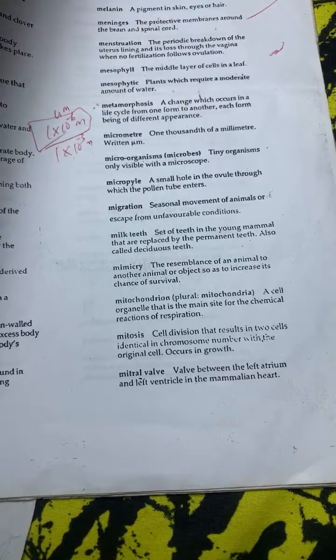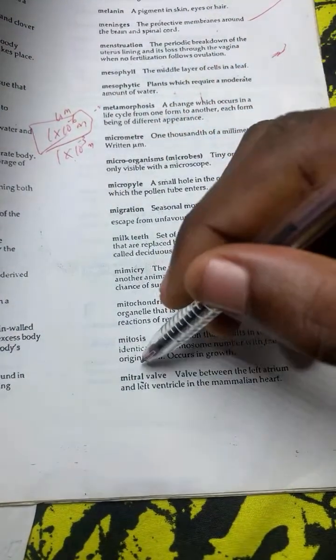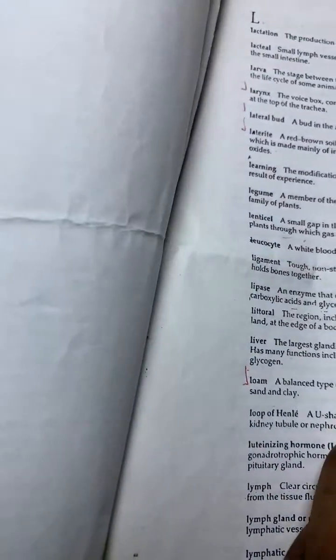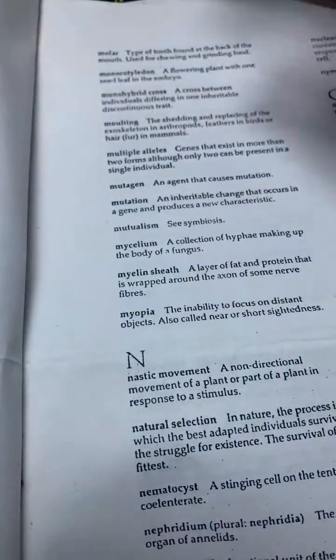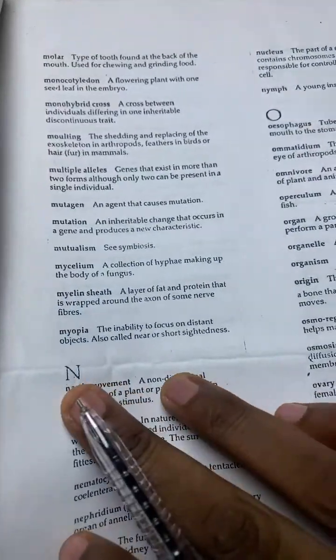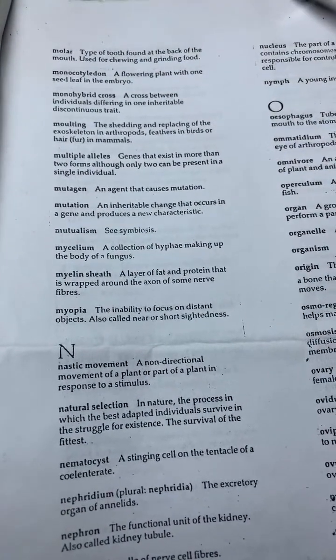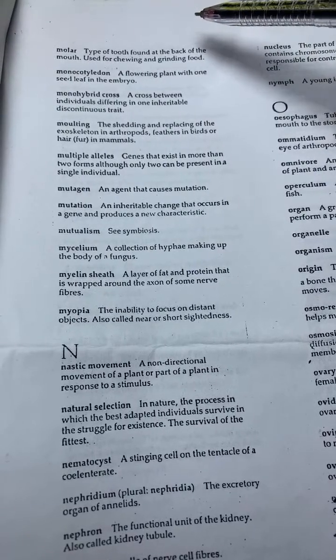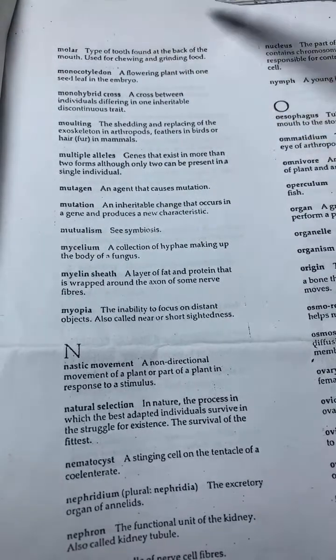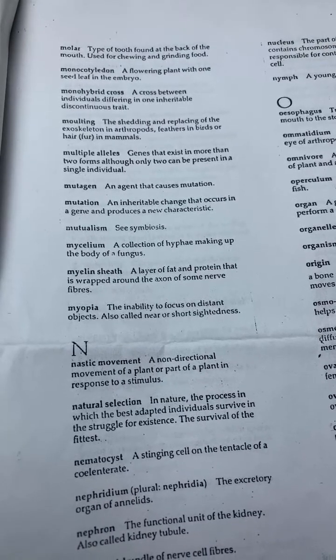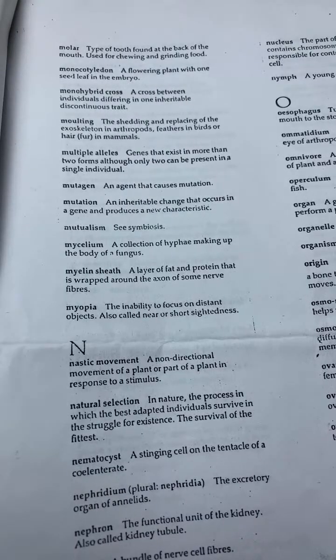That's mitosis. We have mitral valve between the left atrium and the left ventricle in the mammalian heart. I told you there are 4 chambered hearts. We have the left ventricle, the right ventricle, the left auricle, and the right what? Auricle. If you don't call it auricle, you call it what? Atrium. Are we together now? Good. Now move on. We have what we call the molar. We said that the molar is a type of tooth found in the back of the mouth. They are used for chewing and grinding food. When you want to chew all those hard bones, you use your molars to break them into pieces.